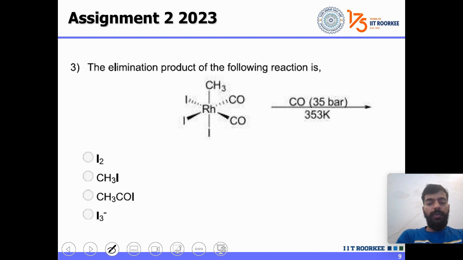What is the elimination product of the following reaction of a rhodium complex in the presence of carbonyl at 35 bars and 353 Kelvin temperature? The options are iodine, methyl iodide, methyl carbonyl iodide, and an iodine complex. What may be the answer for this particular question? You have around 2 minutes to address this question, and then I will be addressing this.